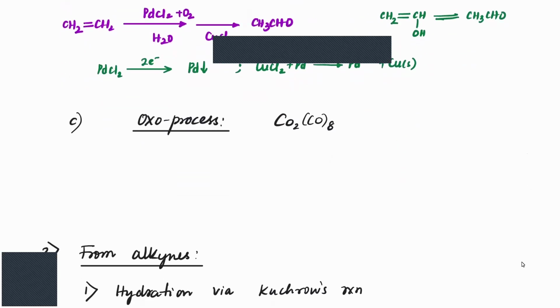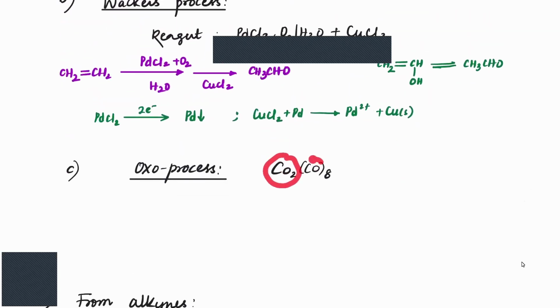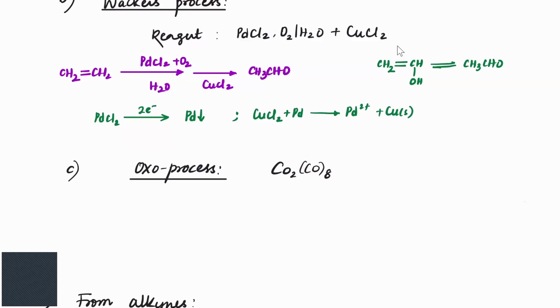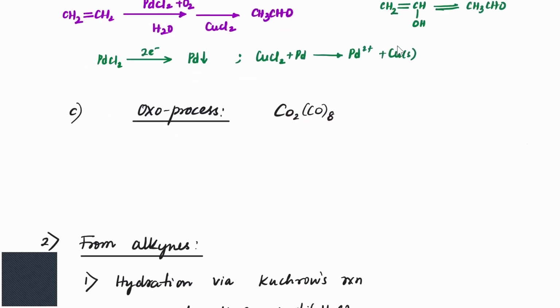Next one is the oxo process, where we have a cobalt carbonyl complex. We recently learned how the cobalt carbonyl compound looks. So notice that if you have any alkene like this, and we treat this with carbon monoxide and H2 in the presence of a cobalt carbonyl compound, that would make it into an aldehyde form like this with H and CHO.